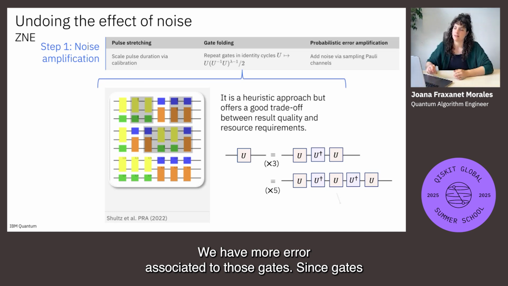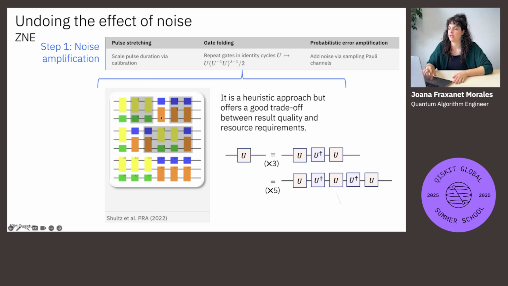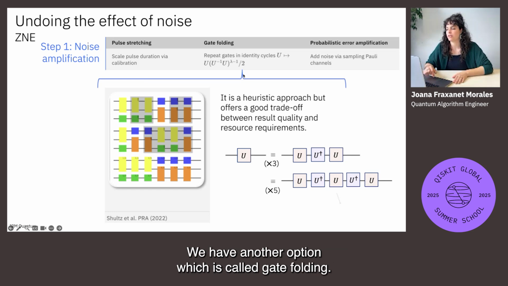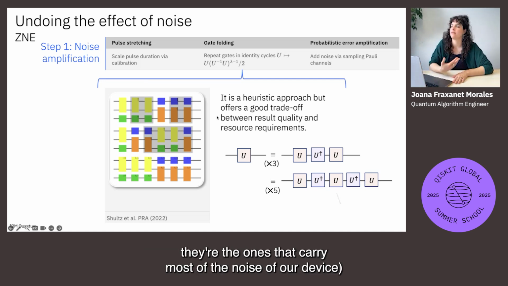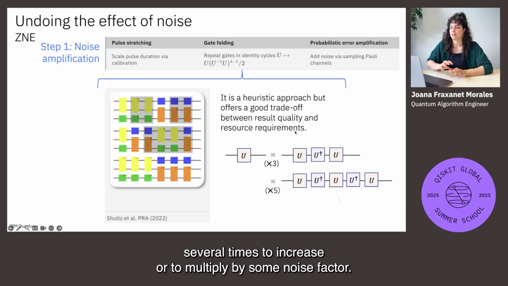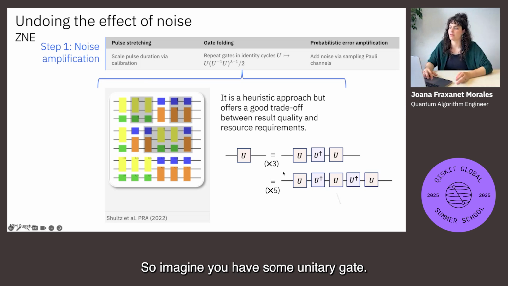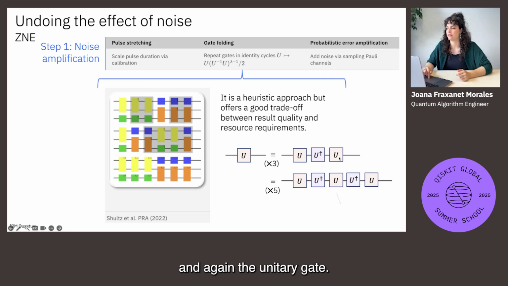Since gates, right now as they're implemented, are always the same duration, we have another option, which is called gate folding. And here what we're going to do, again, this is happening for 2-qubit gates. They're the ones that carry most of the noise of our device. We can multiply our gates several times to multiply by some noise factor. So imagine you have some unitary gate. If we want to amplify the noise by 3, we can have this unitary gate, its inverse, and again the unitary gate.